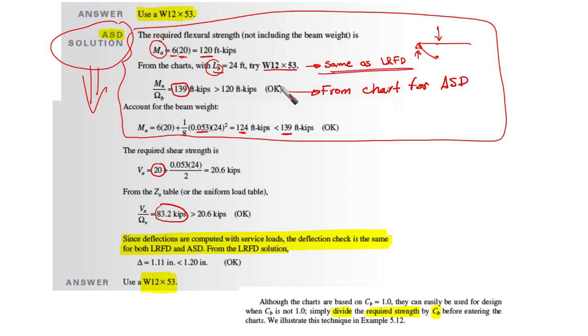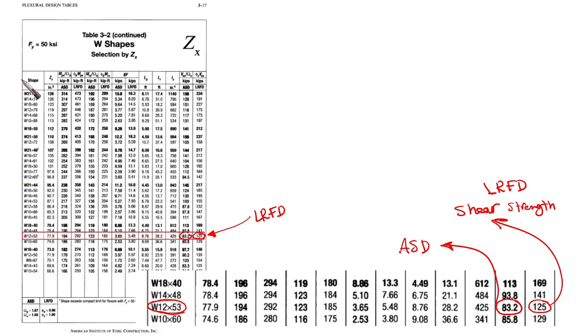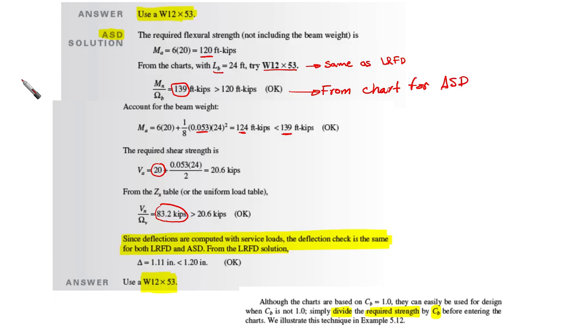If you go back to the charts, because as we said, we have the same. This is 24. Then the horizontal line is going to give 139. We're talking about ASD here. So we have 139, as we said. It is much larger than 120. So this is already something we have done before. Now 139 kips is larger than 120, so this is okay from the charts.